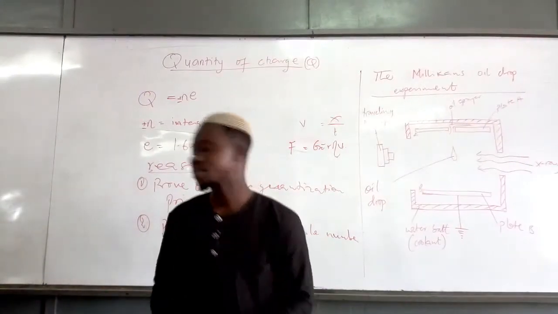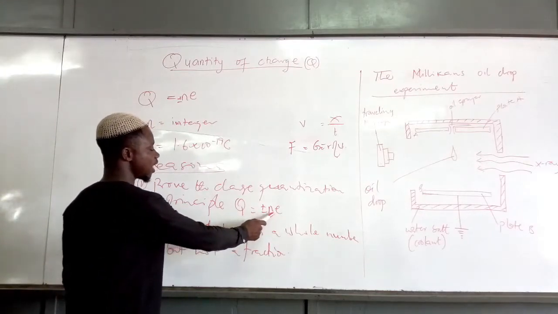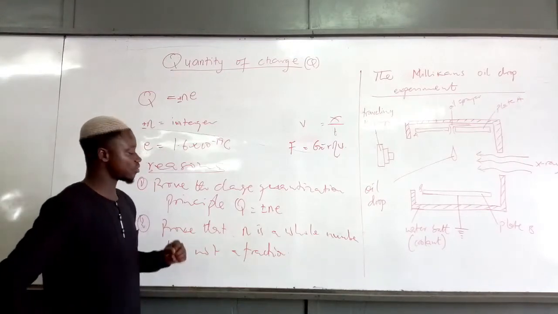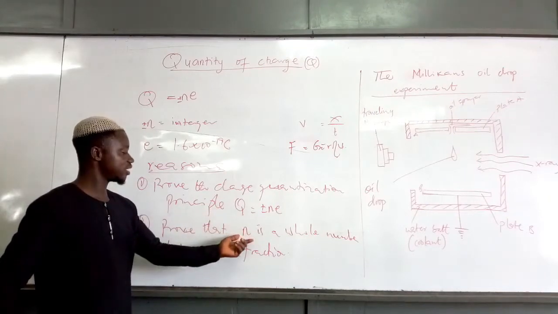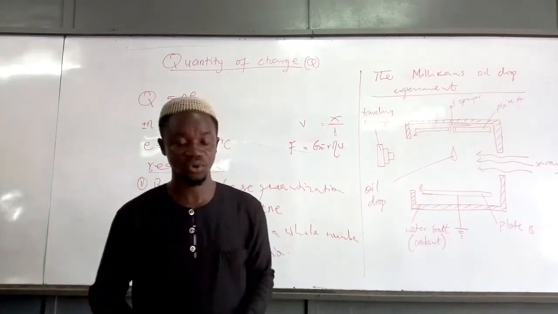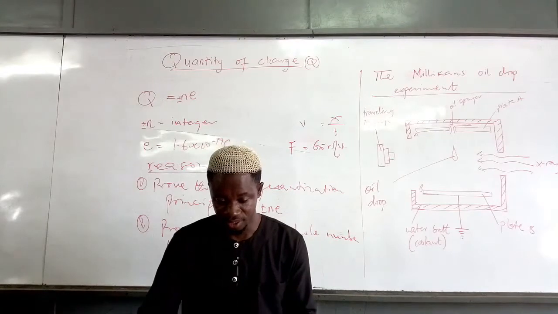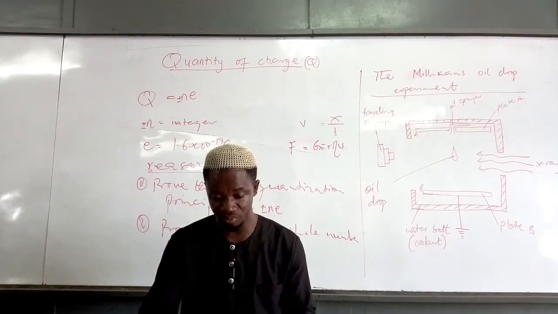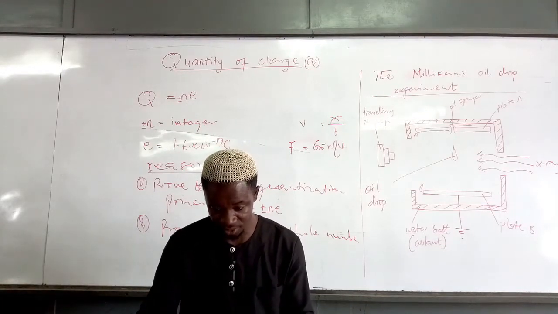And he found out that, yes, the charge quantization principle, Q equals Ne, is true. It's correct. And then he also discovered that the n, which represents the number of charges present, is always a whole number, but not a fraction. Good. So these are the two main reasons why Millikan performed his experiment.